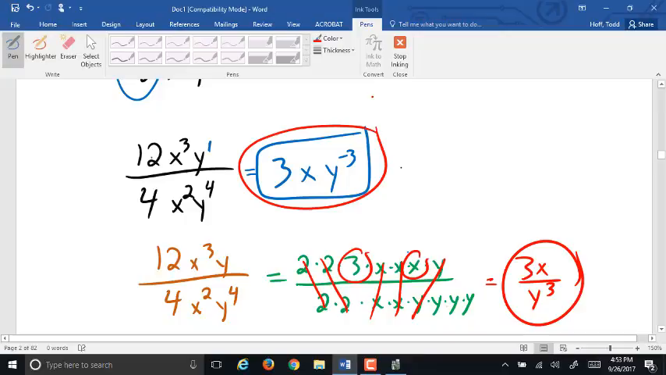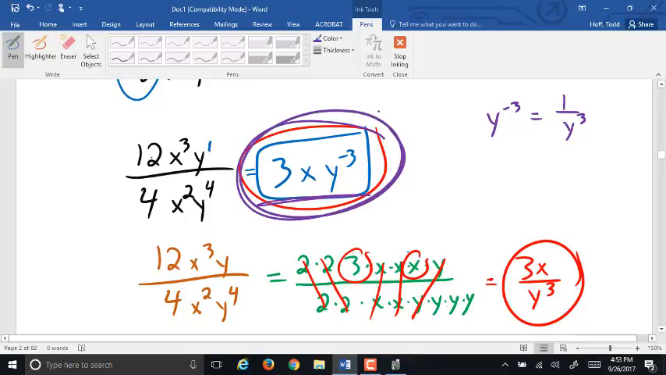That looks different than this. The answer is they are equivalent. Y to the negative 3 is the same as 1 over y to the third. So when you have a division like this where you get a negative power on one of your variables, for me, this is just fine. 3x y to the negative 3, everybody knows exactly what that means.